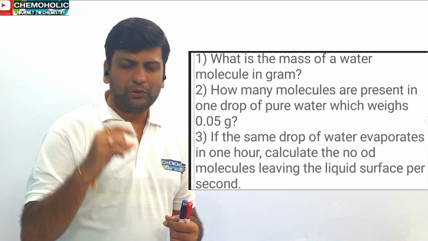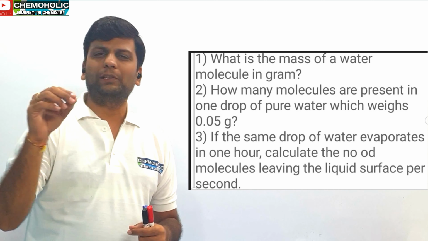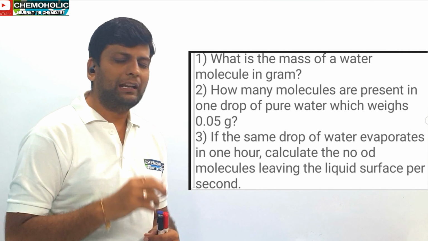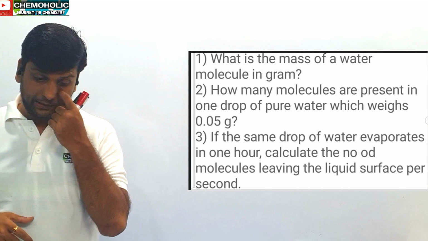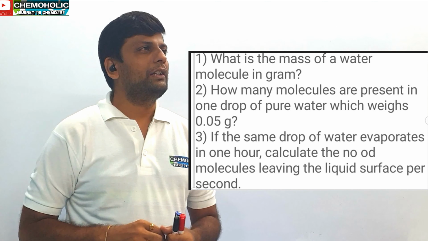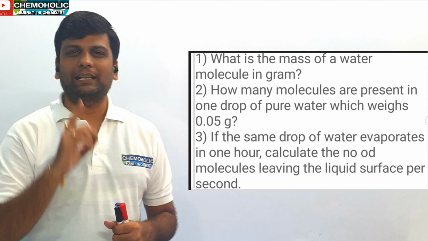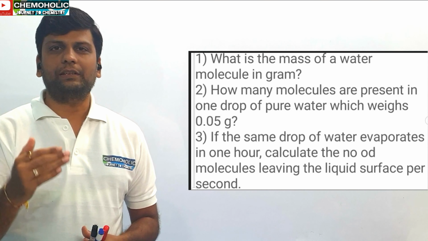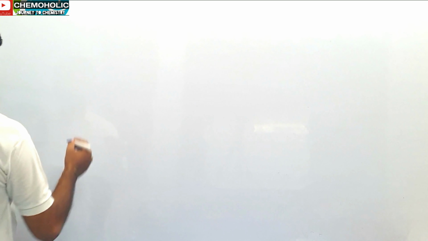So you have a drop of water. That drop of water weighs 0.05 gram. You need to find how many molecules are present in that single drop of water. And if that same drop of water evaporates in 1 hour, you need to find the number of molecules that evaporate in 1 second from the surface, right? So let's begin with the first part.